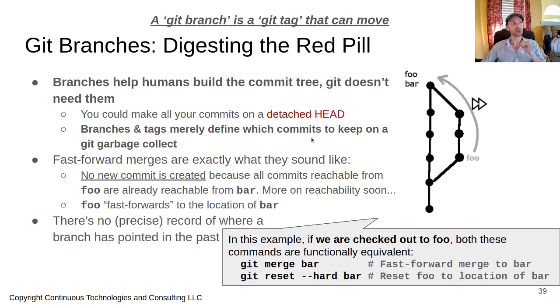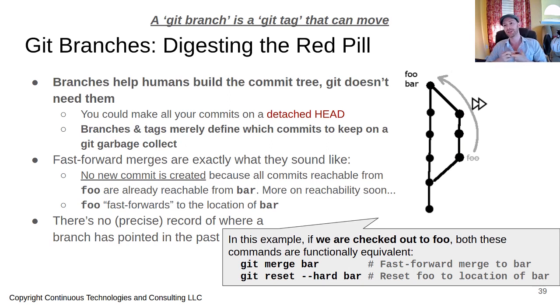Branches and tags are mostly there for humans to keep track of what they're working on. With respect to Git, they simply exist to define which commits to keep on a Git garbage collect. A Git garbage collect will remove commits that aren't reachable from any branch or tag. We'll talk about reachability here in a minute. But that's really all branches and tags are used for from Git's perspective.